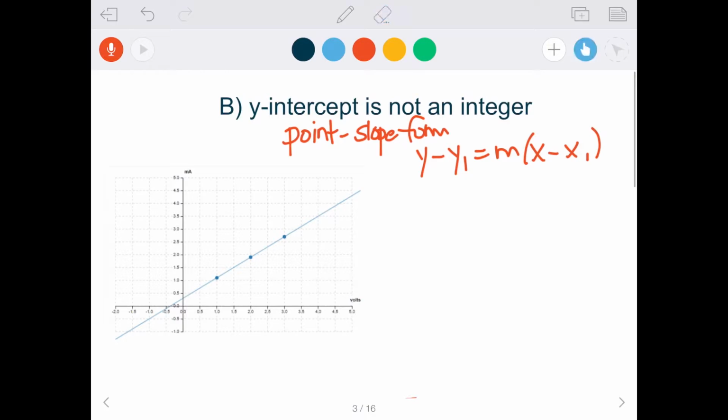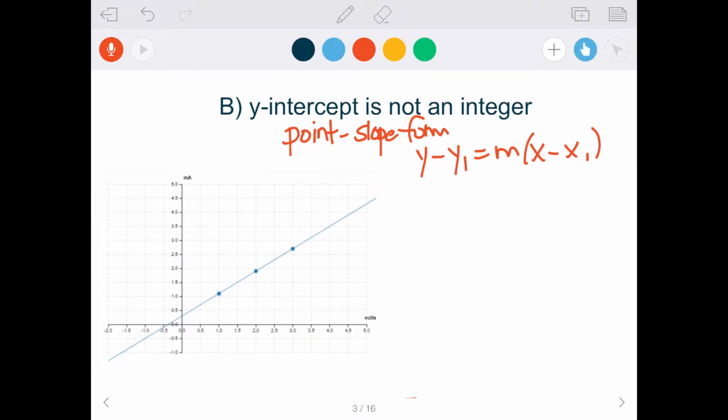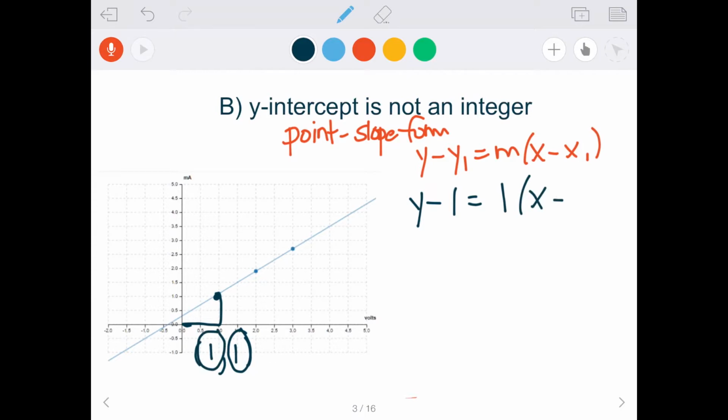Let me widen this up a little bit. Okay, so we just said that our slope is 1, so we need a point. I'll just use this point right here, and that point is (1, 1). Use a point that's easy, guys, okay? So y minus y1 equals the slope times x minus x1. All right, and then what we just do is simplify.